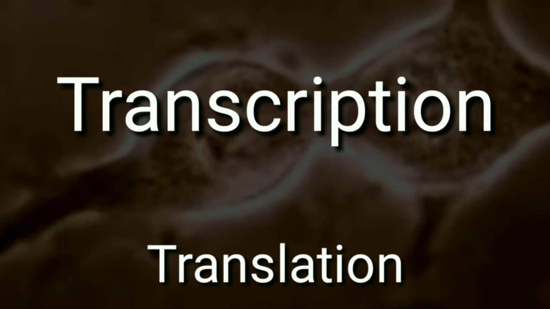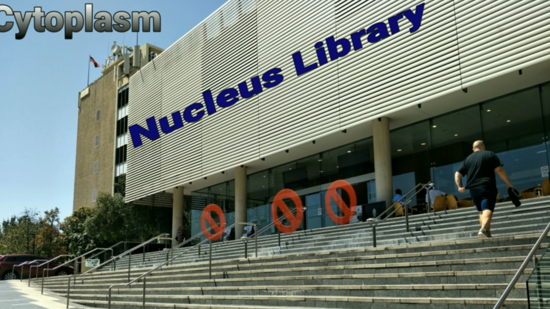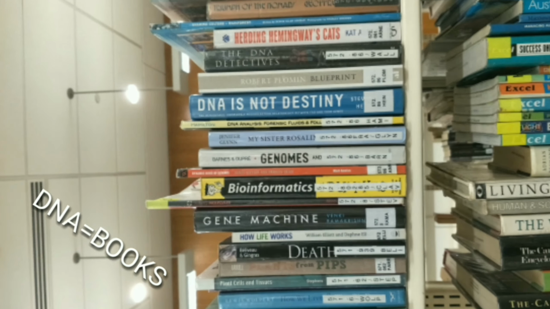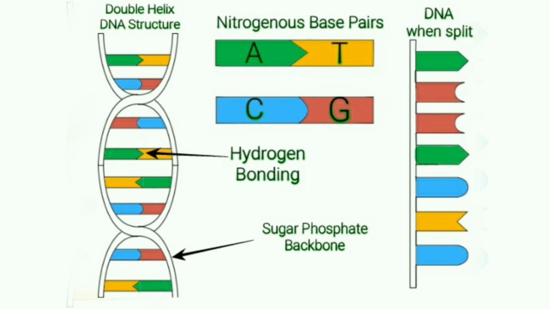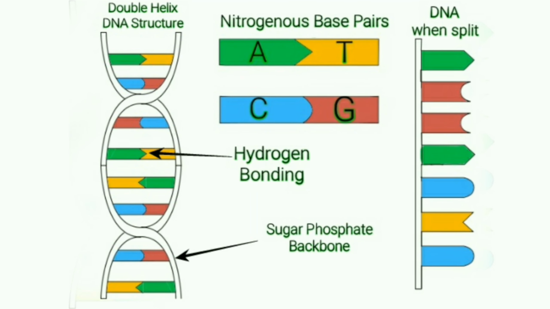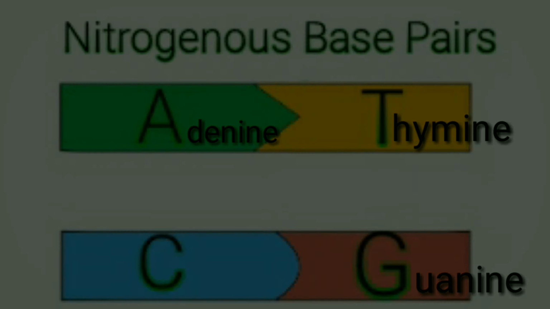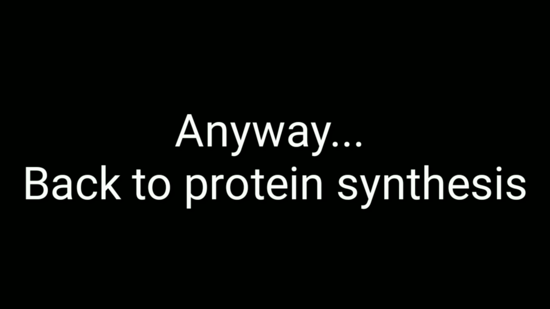The first stage is transcription, and it takes place in a very secure nucleus that contains DNA, which holds instructions on how to make proteins. This is what the DNA actually looks like. The nitrogenous bases are adenine, thymine, guanine, and cytosine. Anyway, back to protein synthesis.